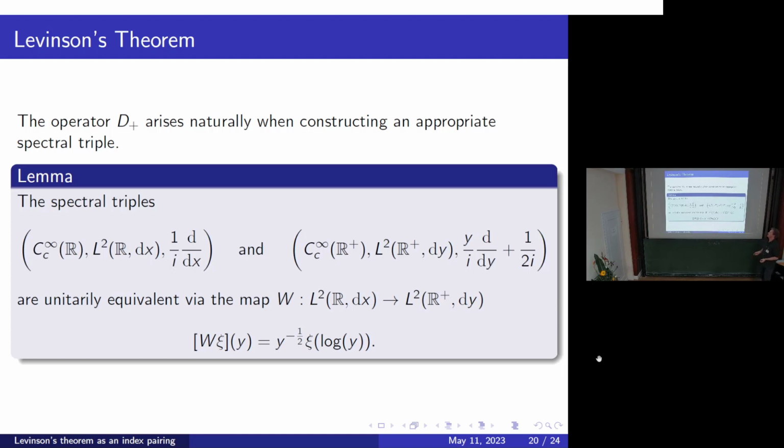All right. So this operator D plus I mentioned before is basically the canonical conjugate. So it is equivalent to this Dirac operator on the half line. So if you follow this unitary, then you get these two spectral triples are unitarily equivalent. And so it's just quite a nice fact.